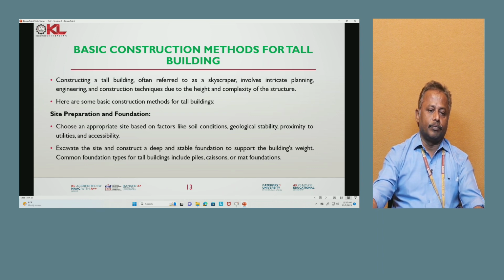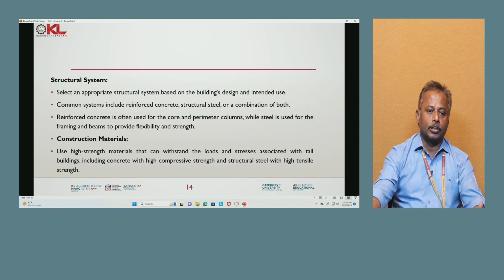Now we will discuss the construction method for tall buildings. First, site preparation and foundation. Choose an appropriate site based on factors like soil condition, geological stability, proximity to utilities and accessibility. Excavate the site and construct a deep and stable foundation to support the building's weight. Common foundation types for tall buildings include pile, caisson and mat foundations.